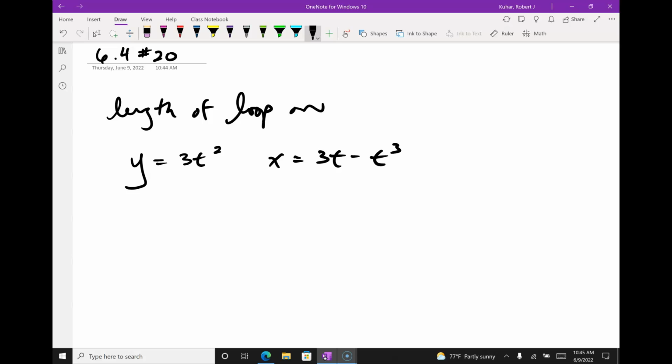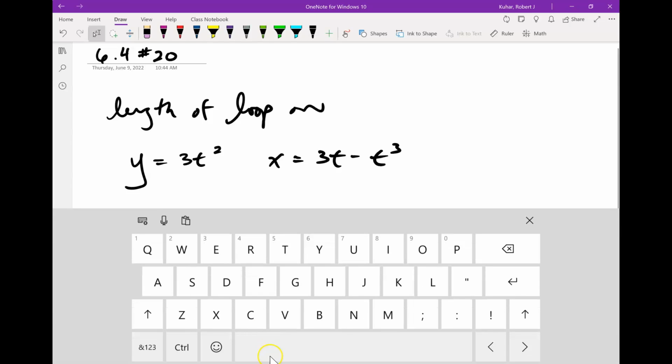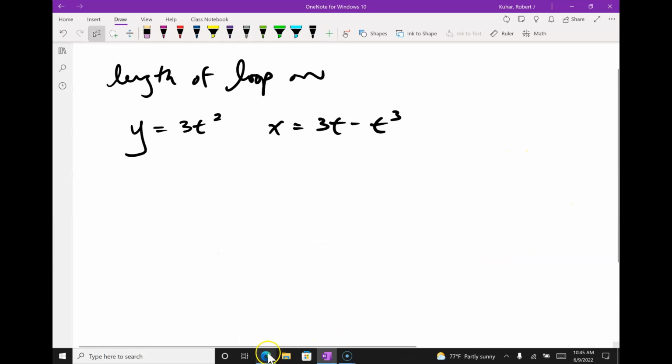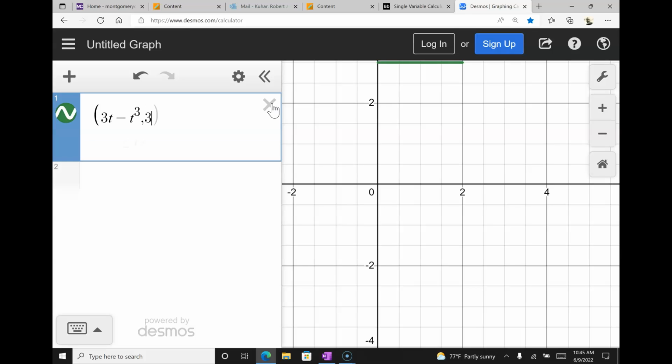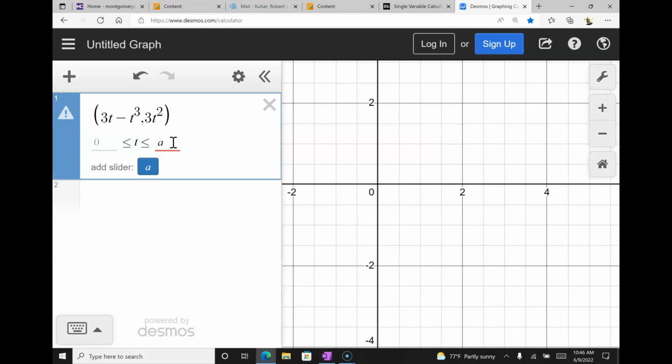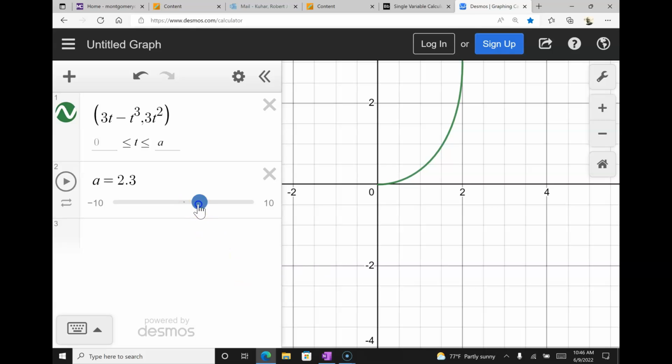So we want to take notice of where our x's are moving, and because we're going to be doing this in terms of t, we want to find the values of t as well. Okay, so Desmos, you got it already? Parametric, 3t minus t cubed, comma, 3t squared. I like to put in the slider A on one side and just see what happens as I build it.